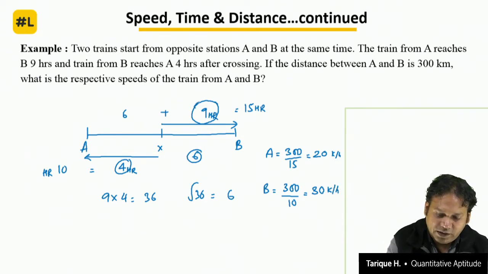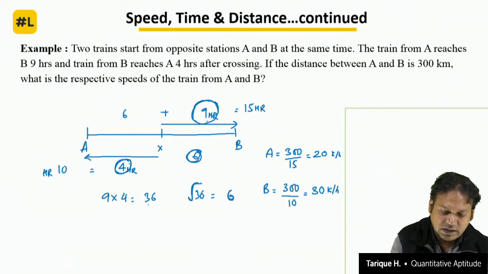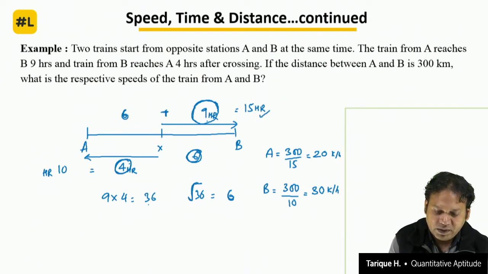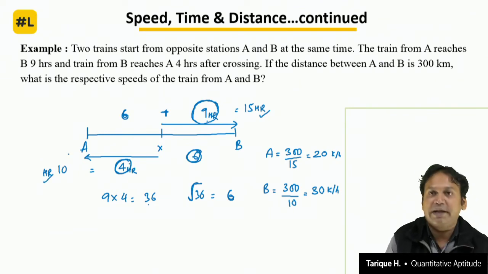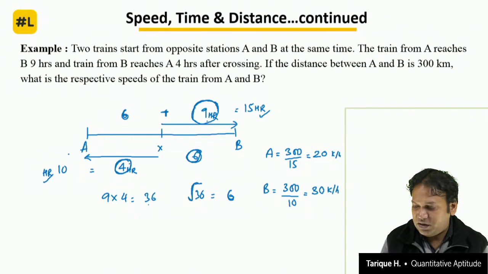Remember, the time taken after crossing, multiply these two values 9 and 4, get 36. Take the square root of 36, 6. Write down 6 here and 6 here. Add 6 plus 9, 15. A has taken 15 hours. 6 plus 4, 10. B has taken 10 hours. 300 by 15 is 20. 300 by 10 is 30.